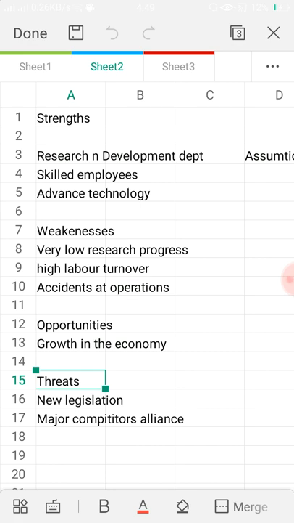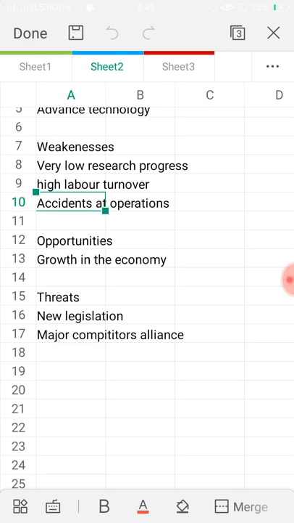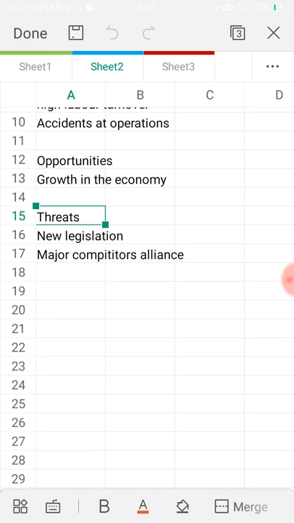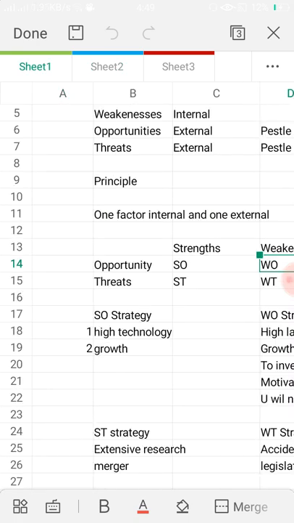You will put all of them on paper, and after that you will follow the instructions I will tell you and make a strategy. Research can be a strength for the entity. Skilled employees can be strengths. Advanced technology, definitely these can be strengths for the entity. When it comes to weaknesses, very low research progress, that is a weakness. High labor turnover, accidents at operation, these are weaknesses. When it comes to opportunities, there is growth in the economy, that is an opportunity. And when it comes to discussing the threats, new legislation and major competitor alliance, these are the threats.